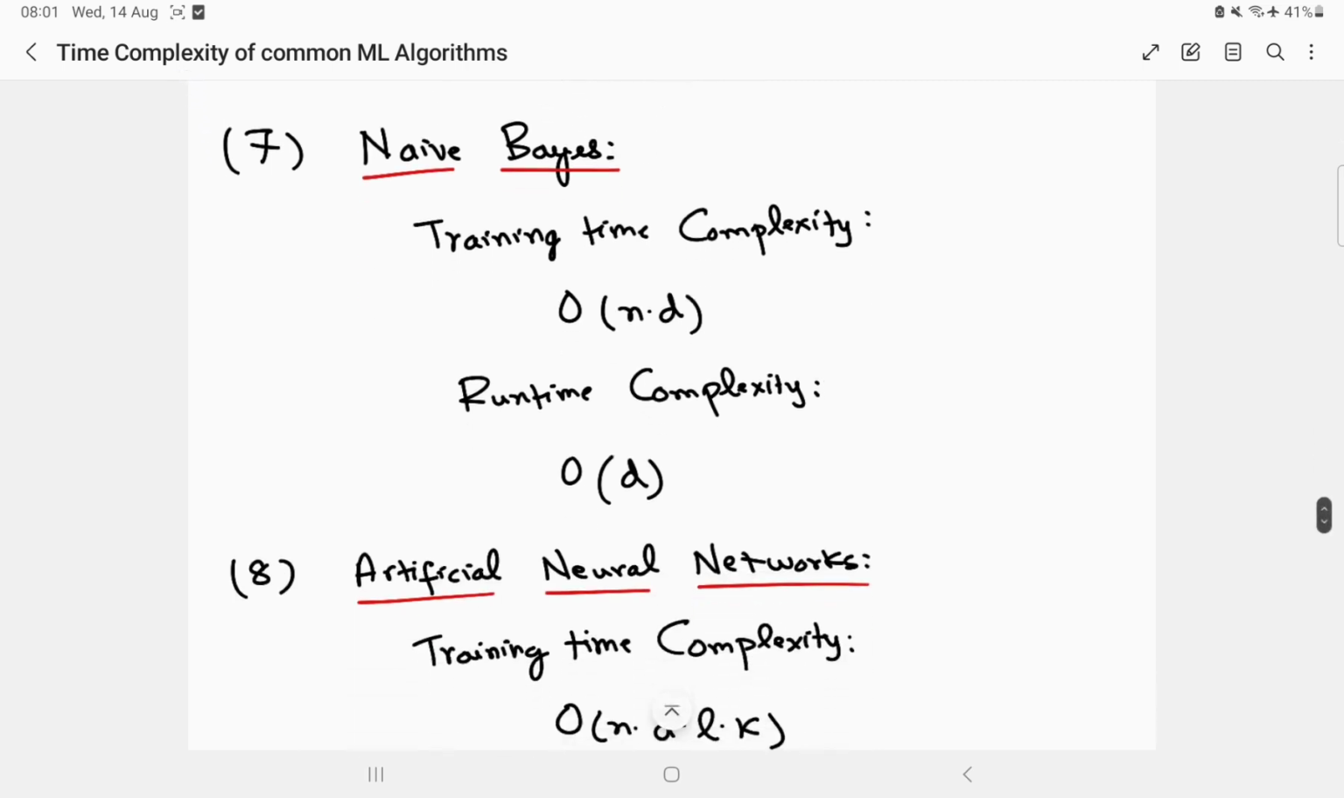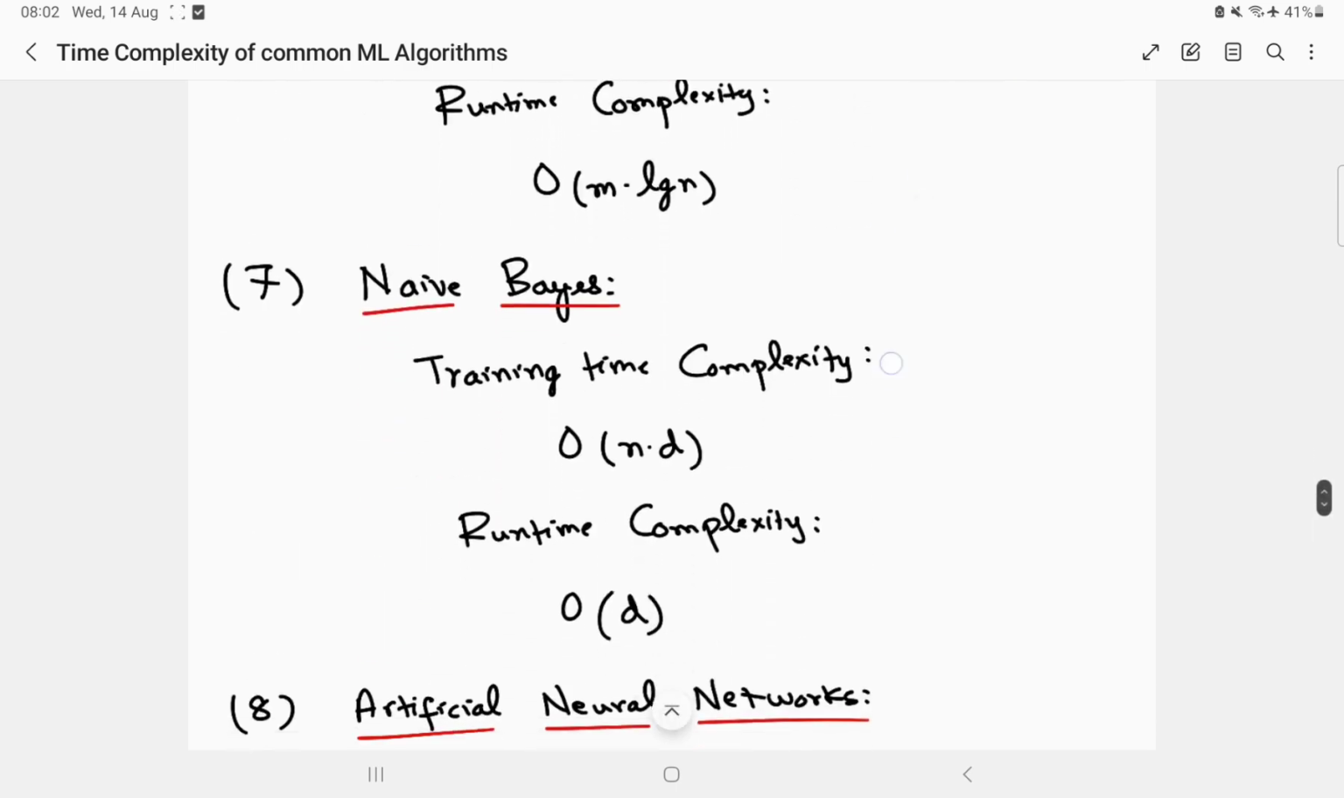Let's talk about naive Bayes. For naive Bayes, the training time complexity is big O of n times d, because training involves calculating the conditional probabilities for each of the features, and therefore it's big O of n times d. For runtime complexity, it's only big O of d, because prediction is simply multiplying the probabilities that you have obtained for each of the features, and that is another reason that naive Bayes could be a good choice for use cases where you need low latency at runtime or inference time.